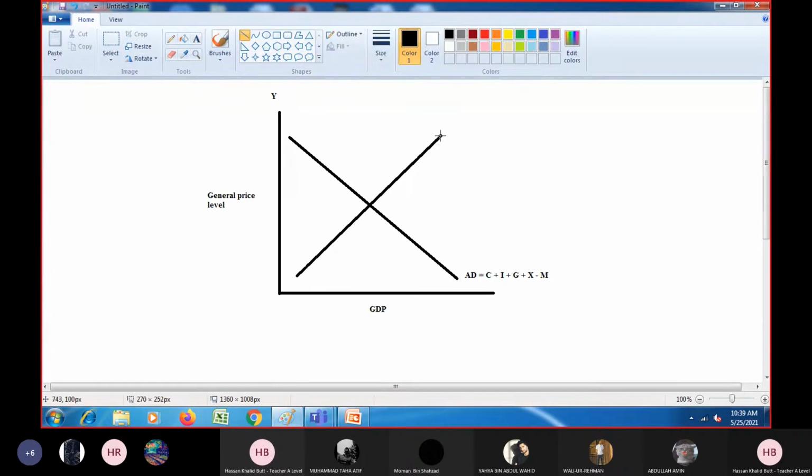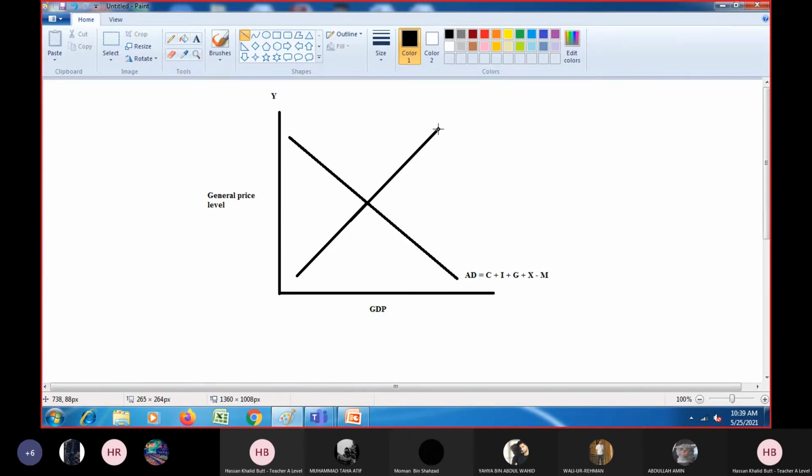Okay, so it will be a positively sloped supply curve. So you know what is the reason for the aggregate demand curve? The reason is the same. And what is the reason? The reason is that price and output have a negative relation.